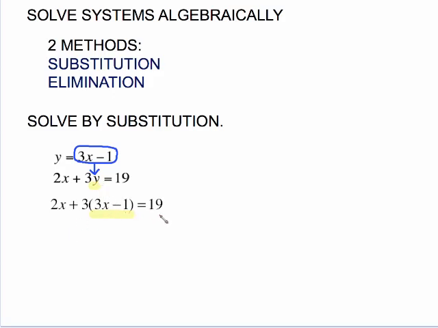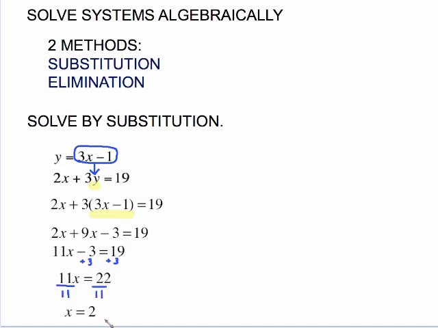Notice we don't have any y's. All we have are x's. We have one variable. So this is pretty easy to solve. Just finish out your distributive property, and then combine your like terms. 2x plus 9x makes 11x. And now you're down to just a basic two-step equation. Add 3 to both sides, which gives you 22. Divide both sides by 11, and we have an answer of x equals 2.